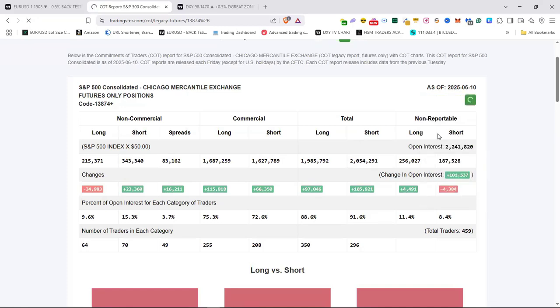Now, the first week of the month of June, what were they doing? Let's look at that together as well.